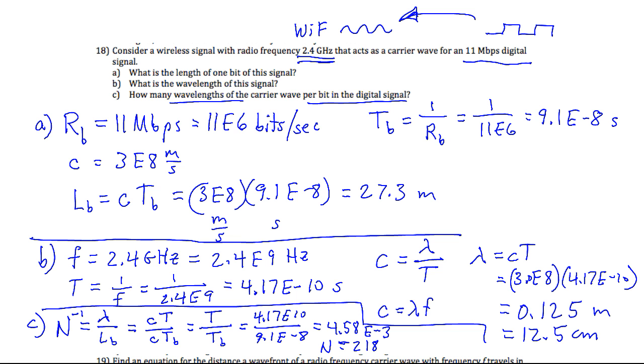And so what that shows is that there are 218 of these wavelengths on the Wi-Fi radio wave for every 1 bit on our digital signal. Hope that helps. Sorry I put this number upside down. Basically, we're looking for how many wavelengths of the carrier wave per bit, and it turns out there are 218. I made the ratio of the wavelength of the carrier to the length of a bit, and I should have done it upside down, but it doesn't matter. We can put a minus 1 here and just hit the 1/x button when we're done. Hope that helps.